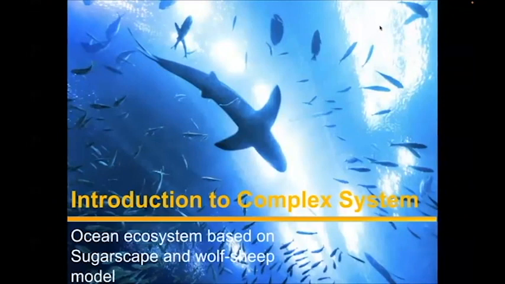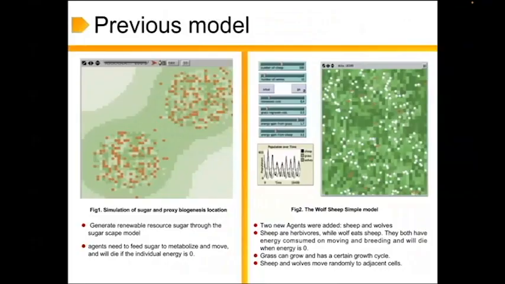Today, we want to talk about the ocean ecosystem based on the Sugarscape model and the wolf sheep model. As we talked about before, the previous models we have learned about are the Sugarscape model and the wolf sheep model. Those are based on the agent-based model.